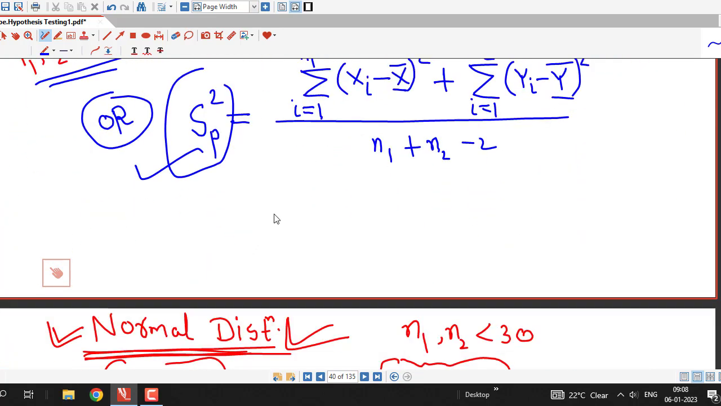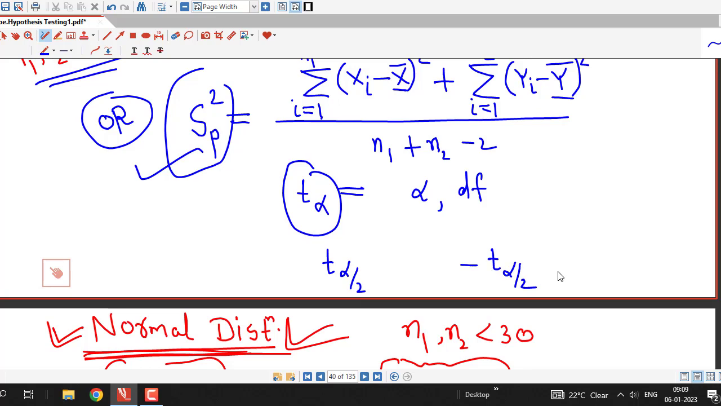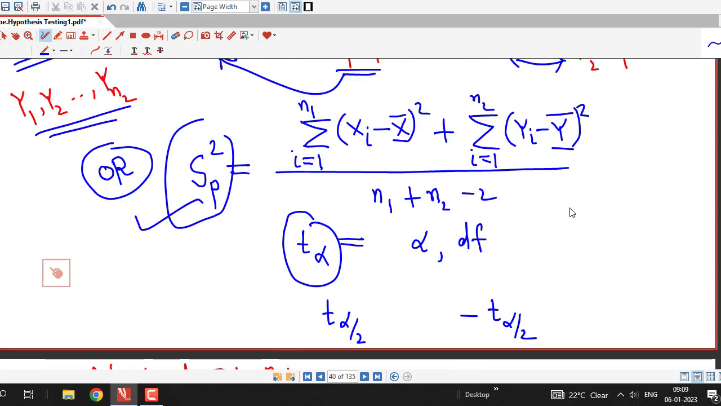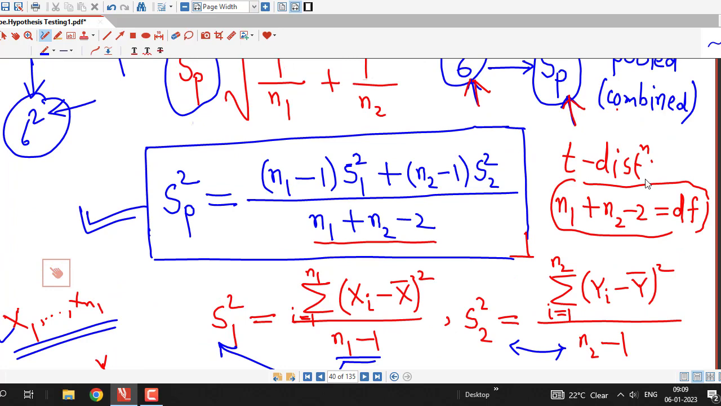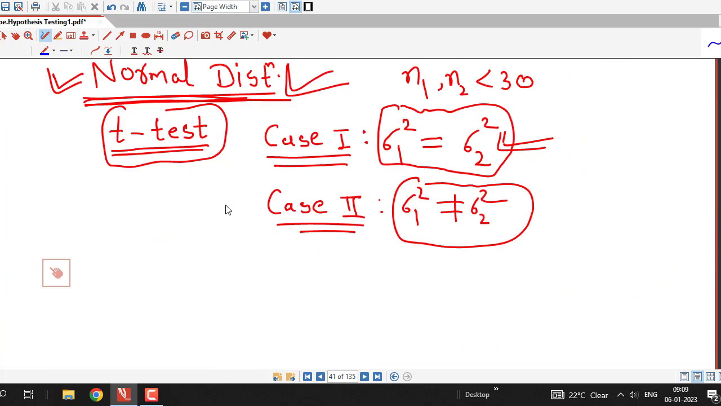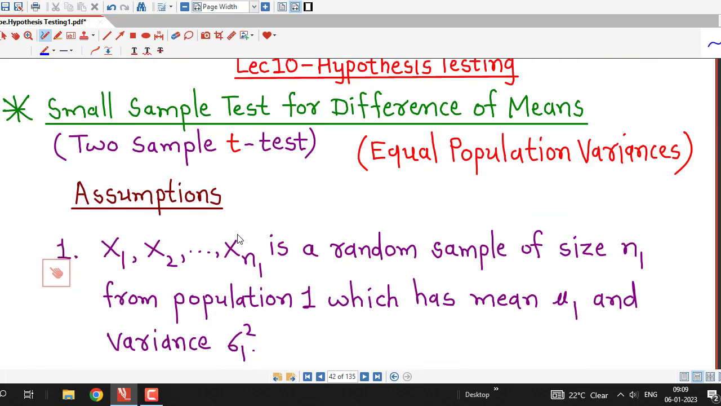After that we will check whether our test is two-tailed or one-tailed. If we have one-tailed test, we will calculate T alpha for given level of significance and degrees of freedom. And if we have two-tailed test, we will find out these two critical values using T distribution table with this degrees of freedom. Degrees of freedom is equal to n1 plus n2 minus 2. So all these things I have written systematically here.